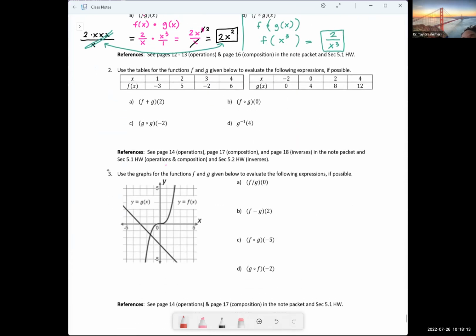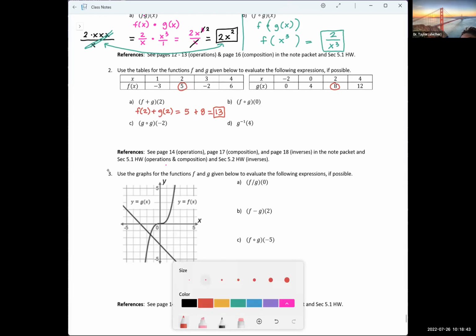Okay, so using these tables, we're now going to put some things together. F plus G of 2, that means F of 2 plus G of 2. So F of 2 is 5. And G of 2 is 8. So that equals 13. Doing this is going to be really important for the test, okay?